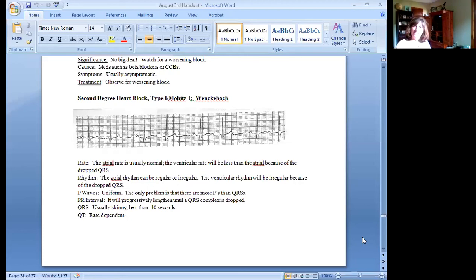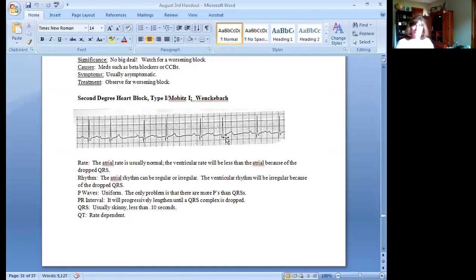This is not the best example of Wenckebach, but you can see that I had a long PR interval. This one's longer. And then finally, I kind of get a P wave right there superimposed on the T, and I don't get a QRS. And it repeats itself. Longer, longer, drop. Longer, longer, longer, drop. Oh my God, Wenckebach.